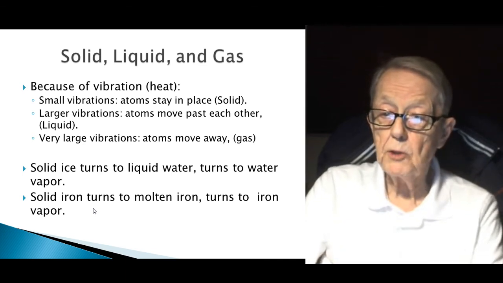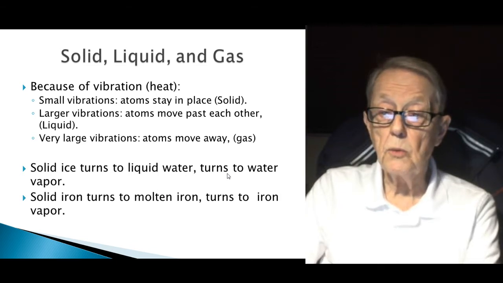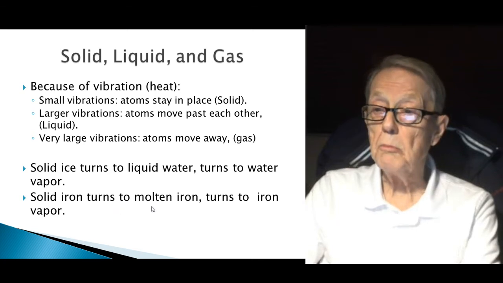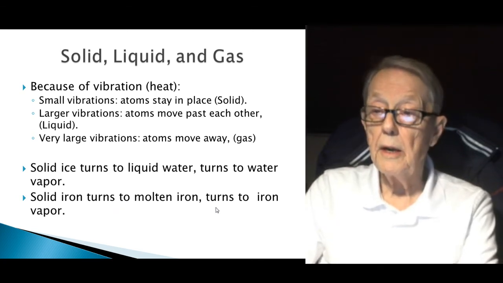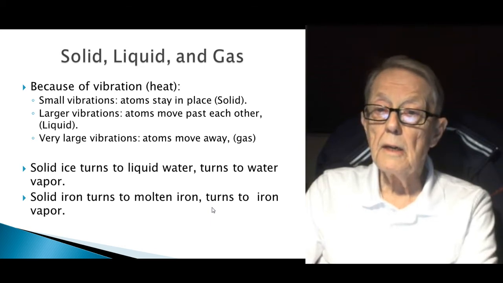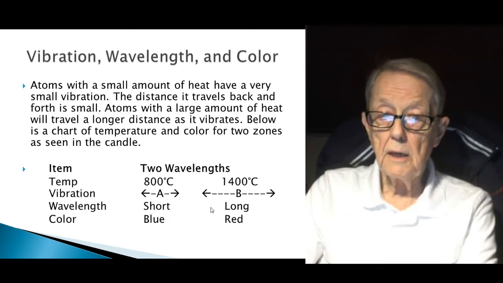Solid ice turns to liquid water, which when heated turns to water vapor. You can take solid iron, heat it up, it turns to molten iron, heat it more, it can turn to iron vapor. That's how we get from solid to liquid to gas, through heat.